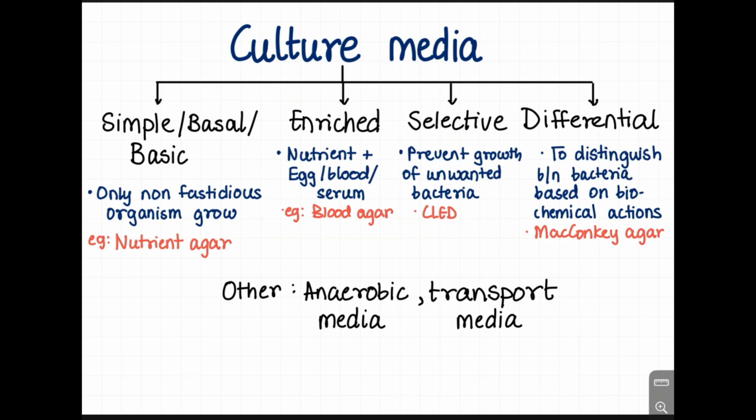Another is enriched medium. It is enriched with nutrients to help the bacteria grow better. So it can be nutrient agar plus egg, blood or serum. Example is blood agar. Selective media means that it prevents the growth of unwanted bacteria. Example TCBS, CLED, MacConkey, mannitol salt agar, etc.